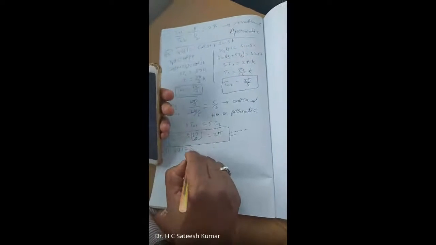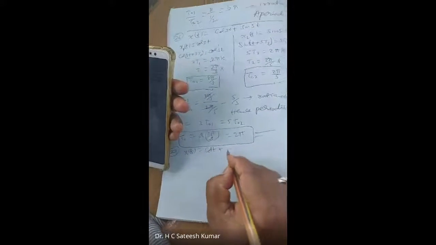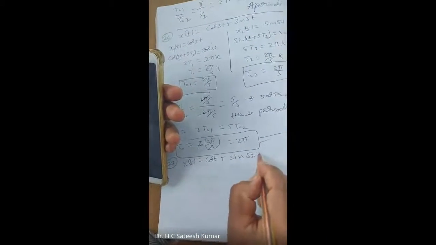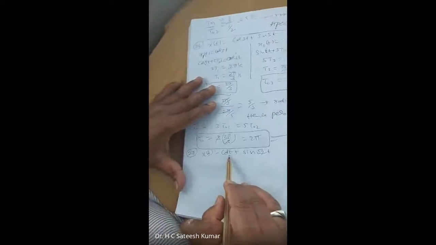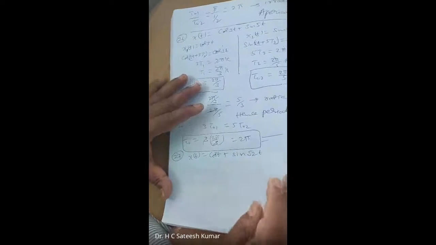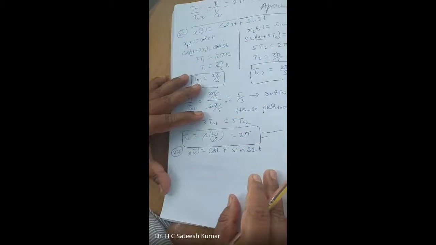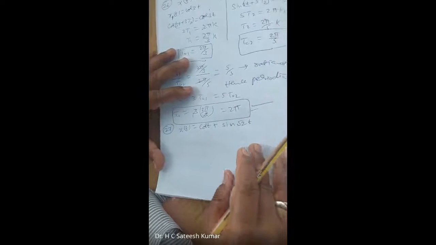Cos t plus sine of root 2t. Anybody can easily say that root 2 is there. Here we don't have any root 2. Therefore, it is irrational, it is aperiodic. Without doing the problem, we can tell. Still, I will do it.